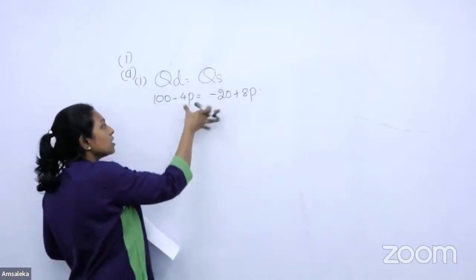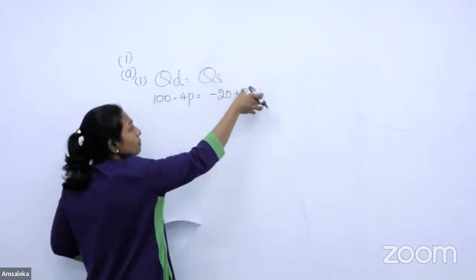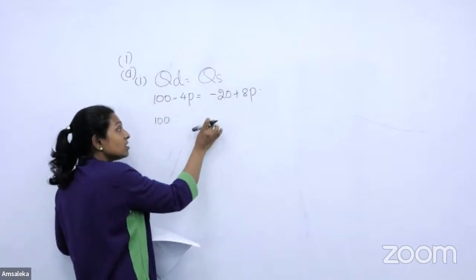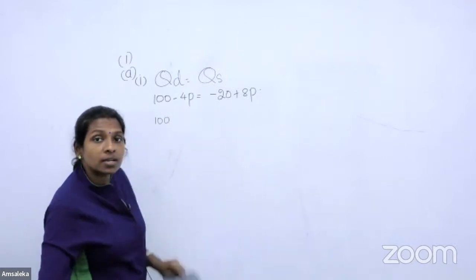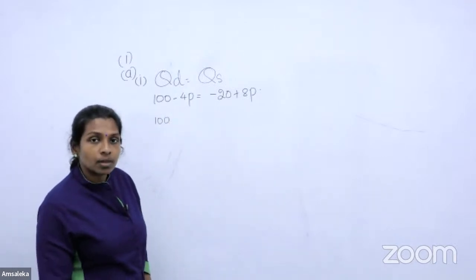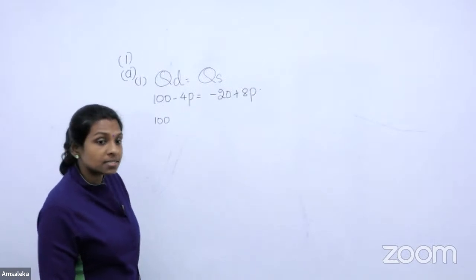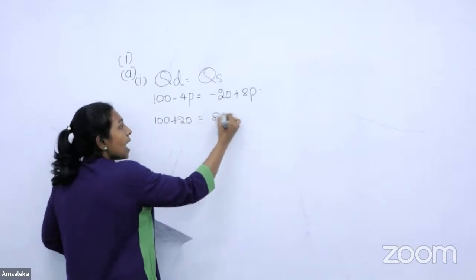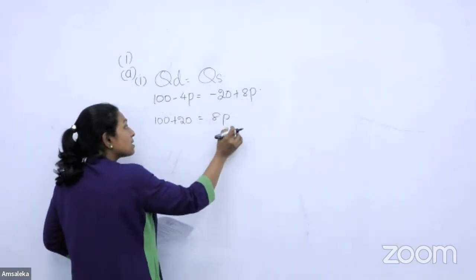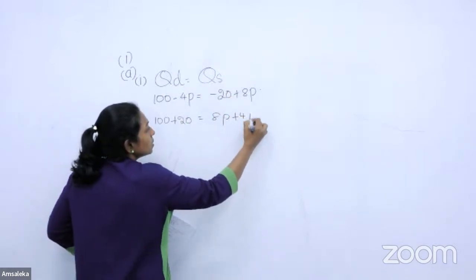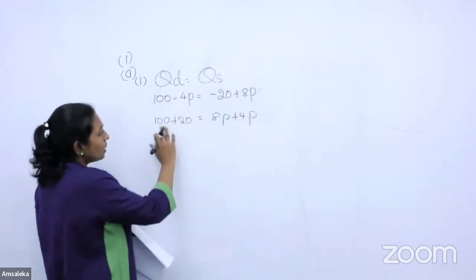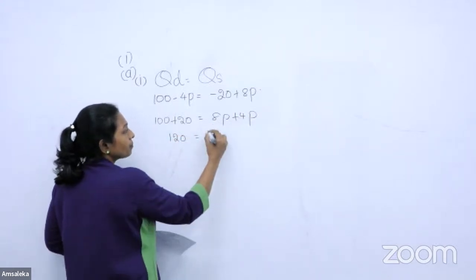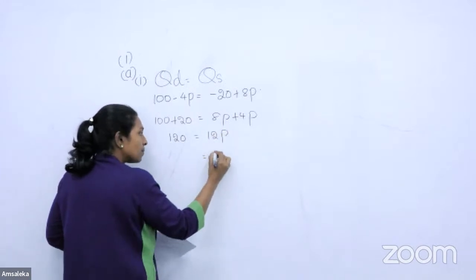As you know from math, all the number figures we are going to group into one side, and all the P's we are going to take to the other side. So 100 is already here. This minus 20 will be taken as plus 20, and plus 8P is already given. Now minus 4P becomes plus 4P. So what is the total? 120. And 8P plus 4P? 12P.